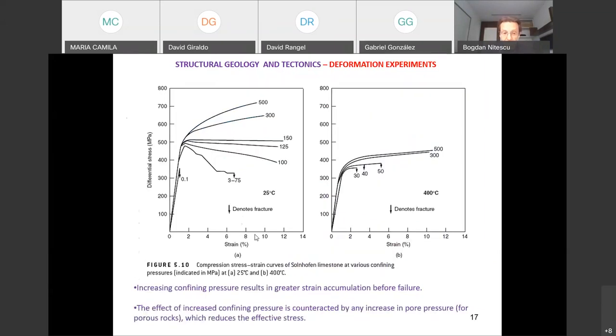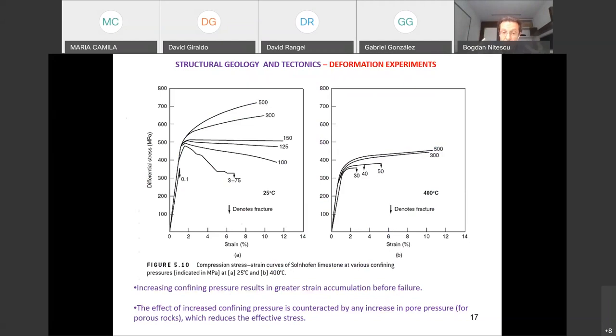All right, so here is the effect of the confining pressure. Confining pressure, you remember, is when you load the sample and you put sigma 2 and sigma 3 equal. You see at 25 degrees, different confining pressures, and here at 400 degrees, what happens for different confining pressures. As you increase the confining pressure, you have more strain accumulation before failure, as you can see. So basically the rock can take more deformation as you increase the confining pressure.